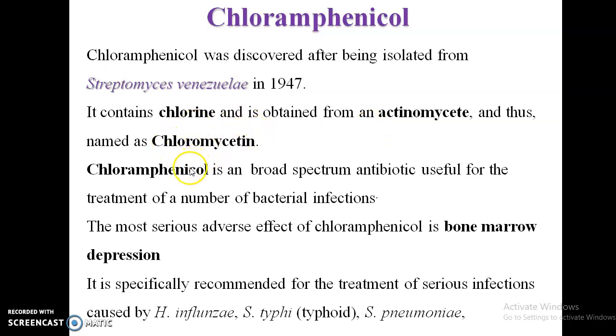Chloramphenicol is a broad spectrum antibiotic useful for the treatment of a number of bacterial infections. But a serious adverse effect of chloramphenicol is bone marrow depression. It is specially recommended for the treatment of serious infections caused by H. pylori, H. influenzae infection and S. typhi, that is typhoid, or S. pneumoniae. S means Streptococcus pneumoniae infections.